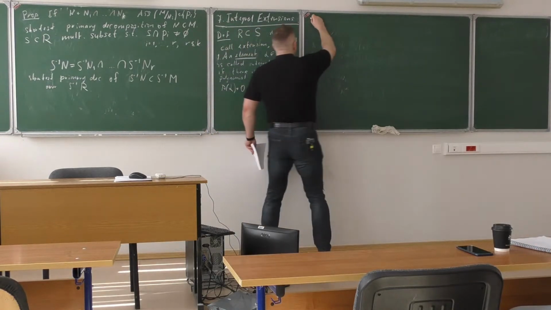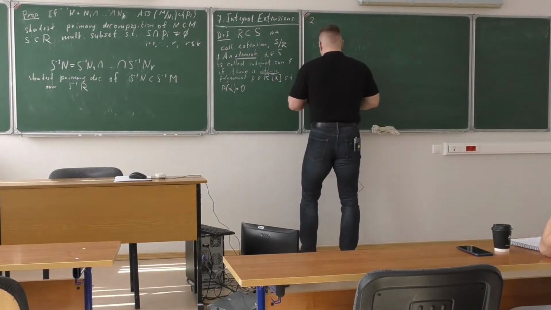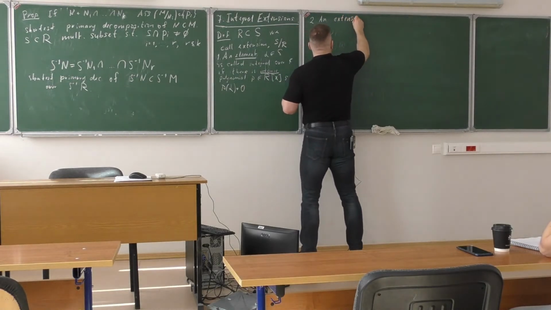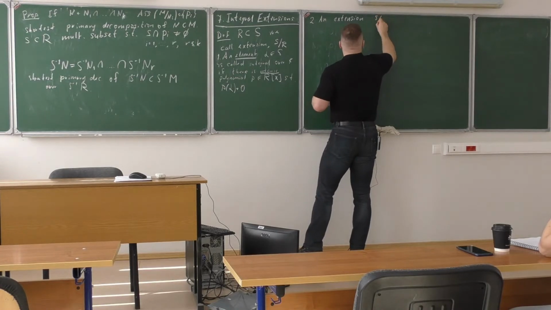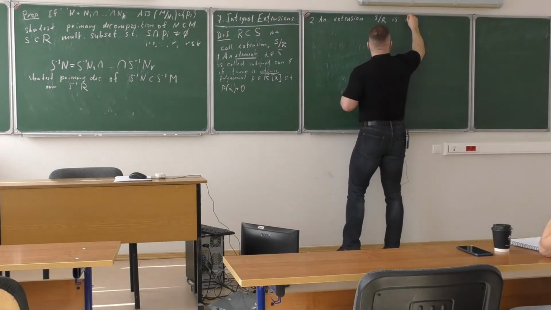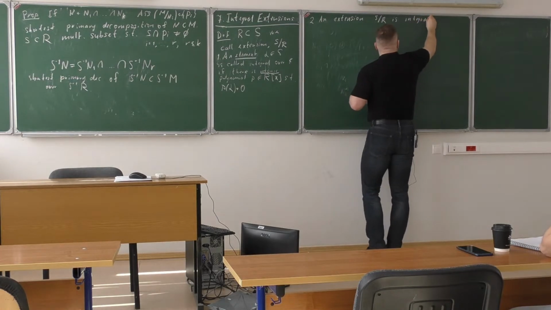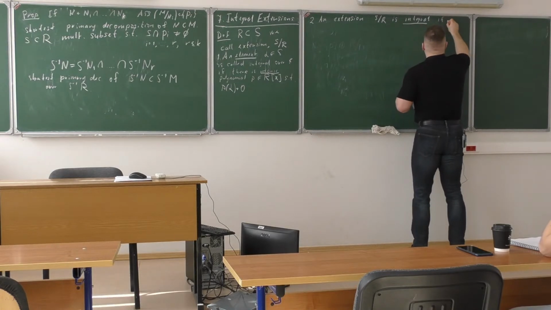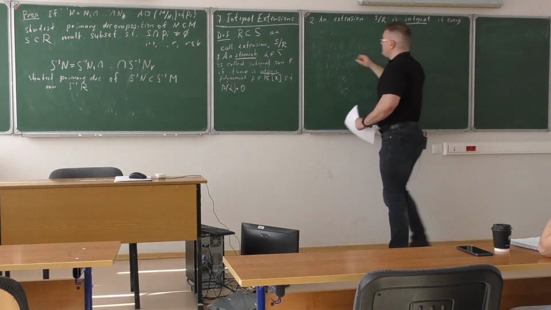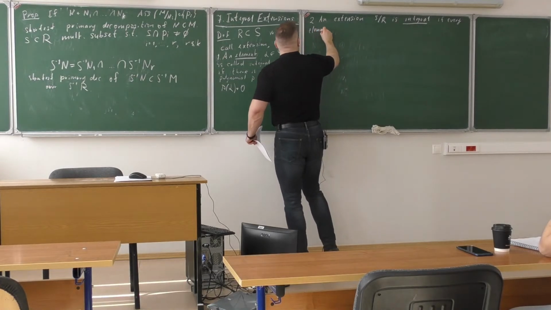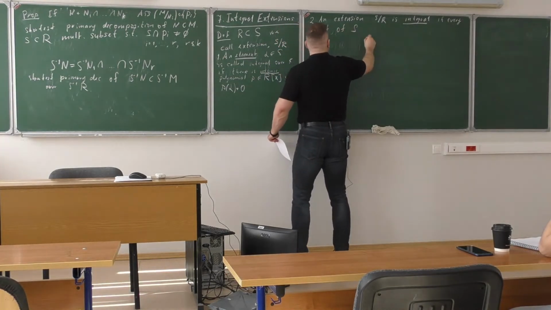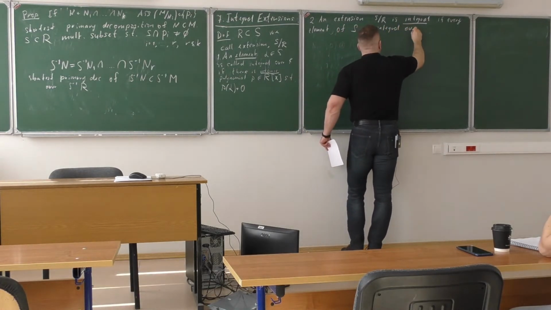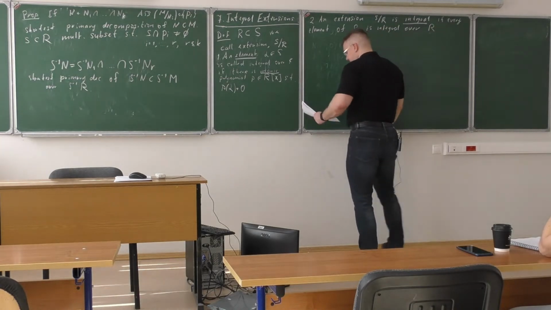Now, the second part of the definition. An extension is called integral. So an extension S over R is integral, as you can guess, if every element of S is integral over R.